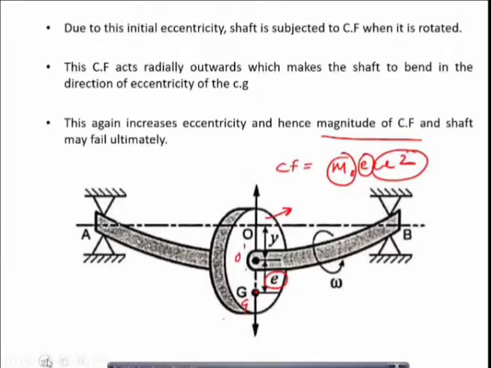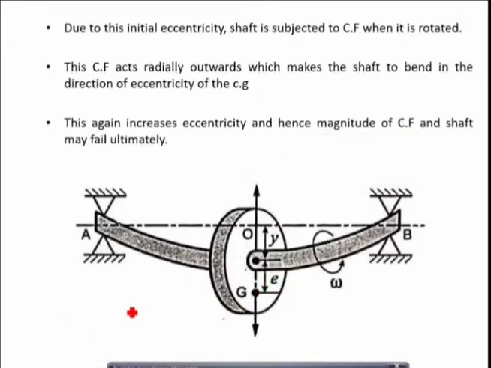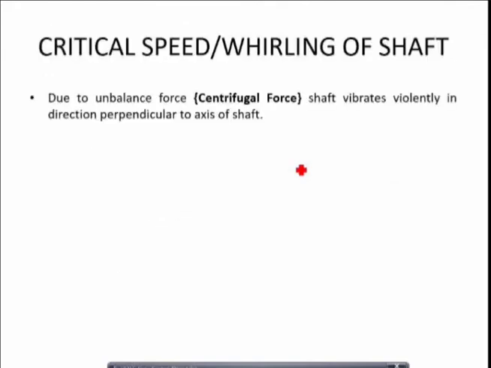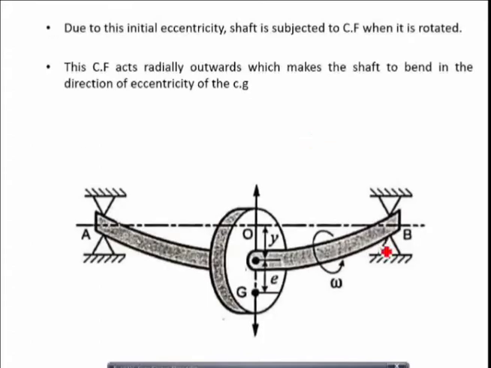Because of this, the centrifugal force, which acts radially outwards, makes the shaft bend in the direction of the eccentricity and again increases the eccentricity, and hence the magnitude of centrifugal force also increases, and that is why the shaft may fail ultimately. Due to this unbalanced force, which acts radially outward from the CG, the shaft starts vibrating violently in the direction perpendicular to the axis of the shaft, that is in this direction.